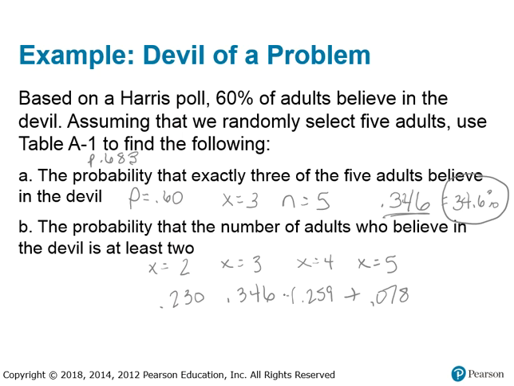We would add those all up. 0.23 plus 0.346 plus 0.259 plus 0.078. So the probability that at least 2 people believe in the devil is 0.913, or 91.3% of the time. Now the only options we didn't do were 0 or 1, so that's the other part of that. That's the failure in this case.